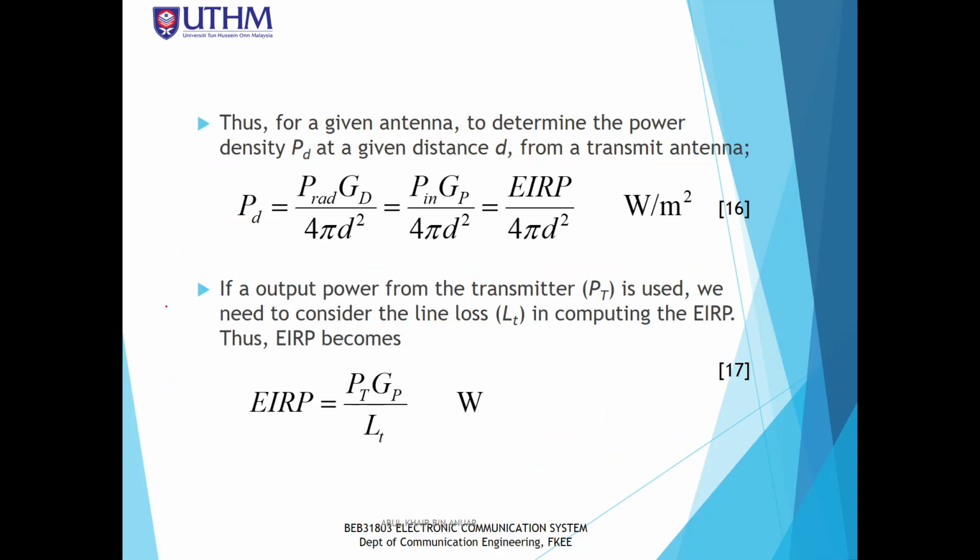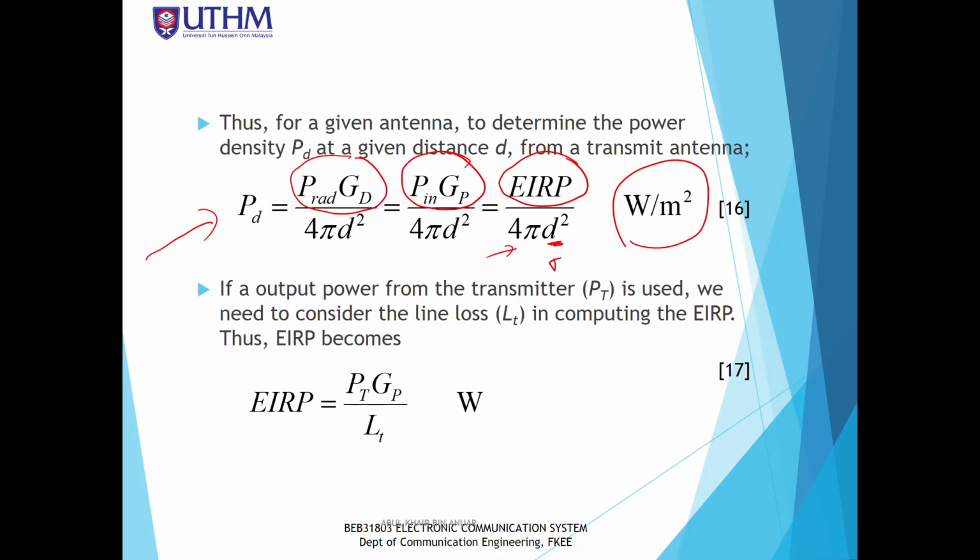Here, if we look again, the power density is equal to EIRP divided by 4 pi d squared. D here is R. Tadi kita gunakan R, so don't be confused. This is also R squared. So what we used previously, P radiation multiplied with GD or P input multiplied with GP, is actually equal to EIRP. Dia sebenarnya akan memberikan jawapan yang sama. Then we divide with 4 pi R squared, so we get the power density.